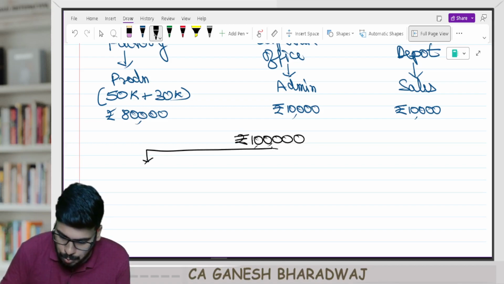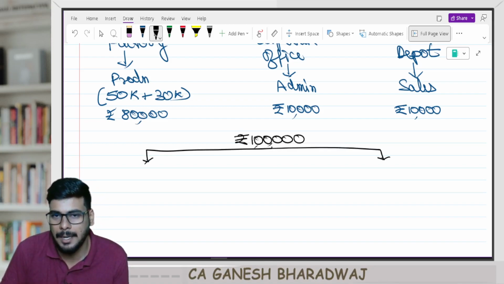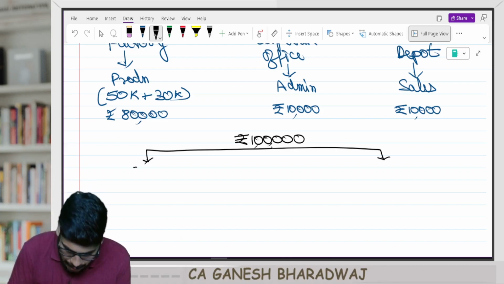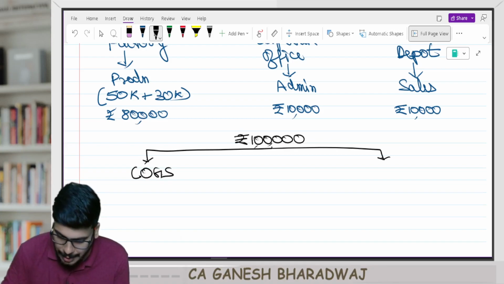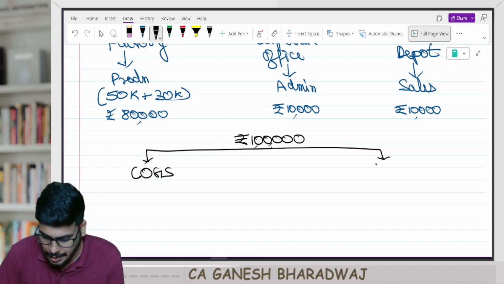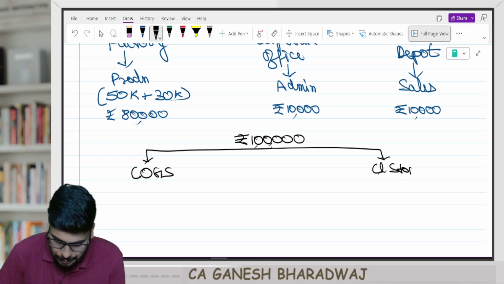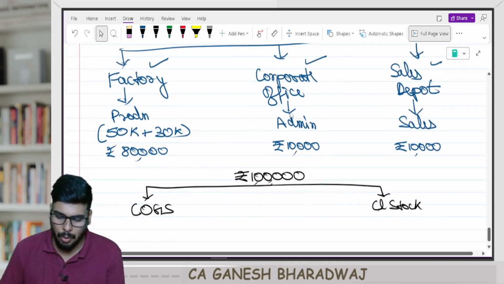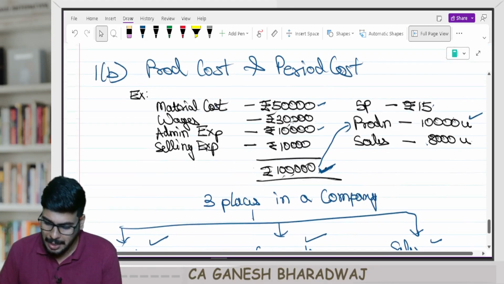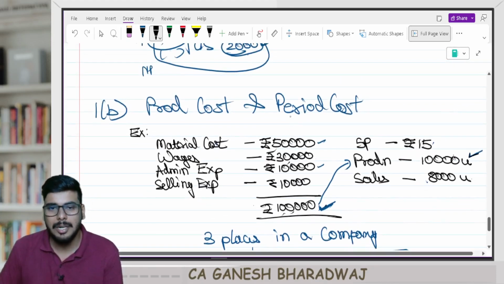Branch it into two. Tell me what and what. Exactly, cost of goods sold and closing stock. Now 1 lakh rupees, can I say this is a cost incurred for how many units?